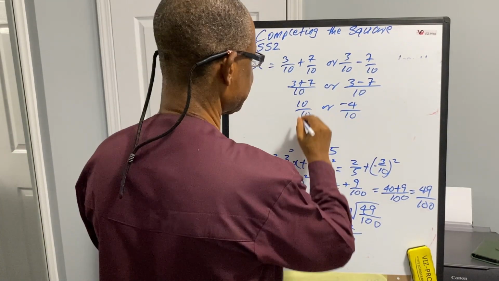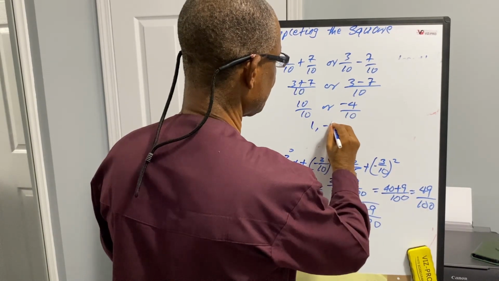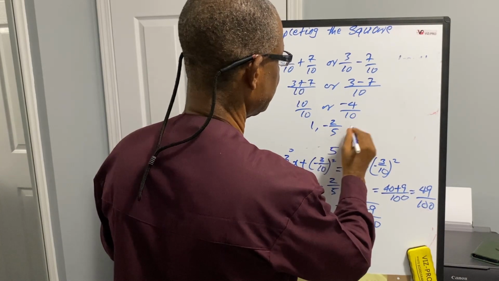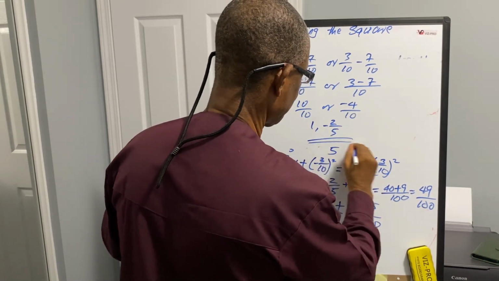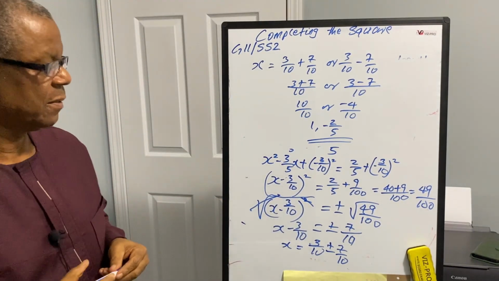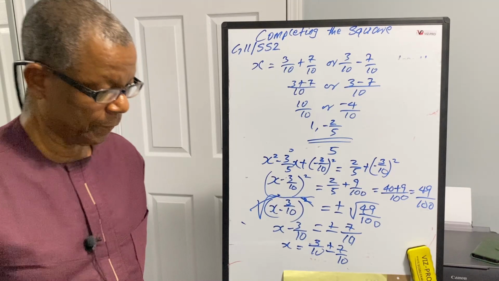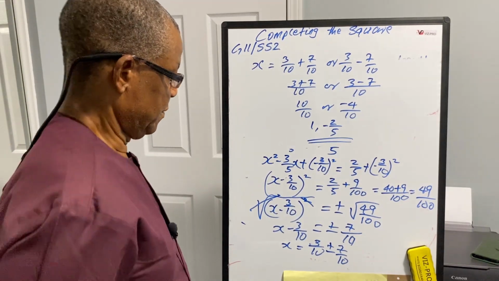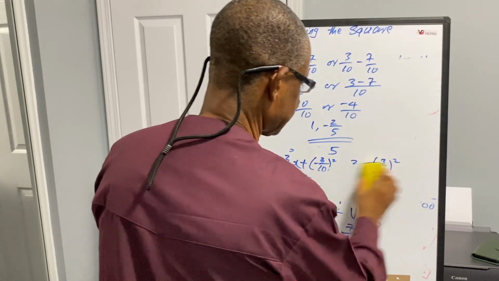So our answer is 10 divided by 10 is 1, and this will give us minus 2 over 5. We simplify by 2 here, and 2 here. We have solved this by completing the square method. That is example 1. Let us look at another example.